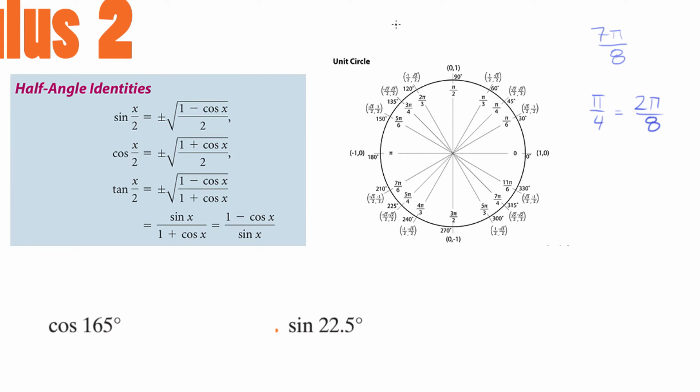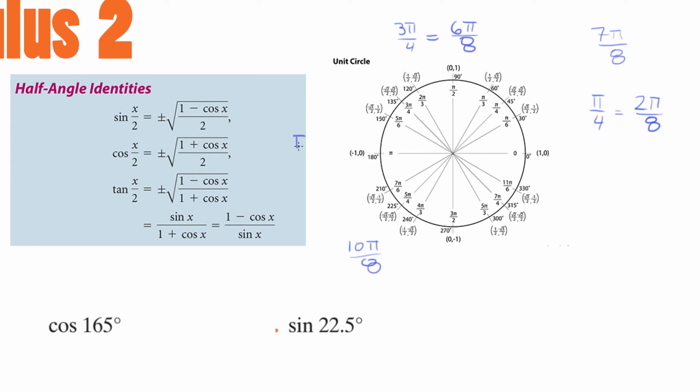If this is 3 pi over 4, then this can be written as 6 pi over 8. If this is 5 pi over 4, then it can be written as 10 pi over 8. Now, notice that 7 pi over 8 must be between 6 pi over 8 and 10 pi over 8. So which one is it? Well, what's pi? Well, let's make pi have a denominator of 8.